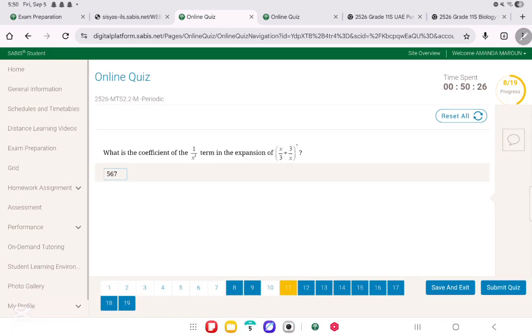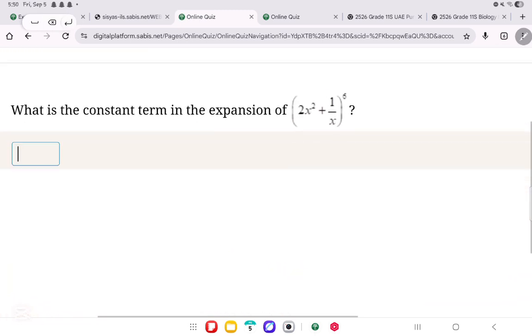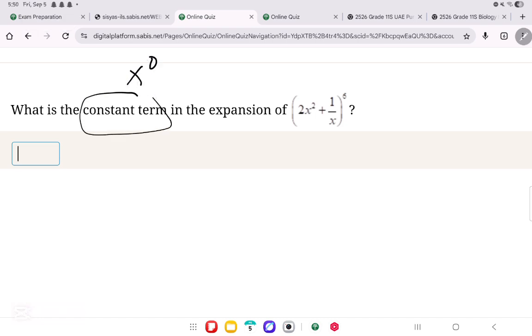So we did 10 and 11. What do we still have? We still have 12 from this group. 10, 11, 12. What is the constant term? Aha, when they say constant term, what do they mean? They mean x is to the power of 0. So let us solve. x to the power of 0.